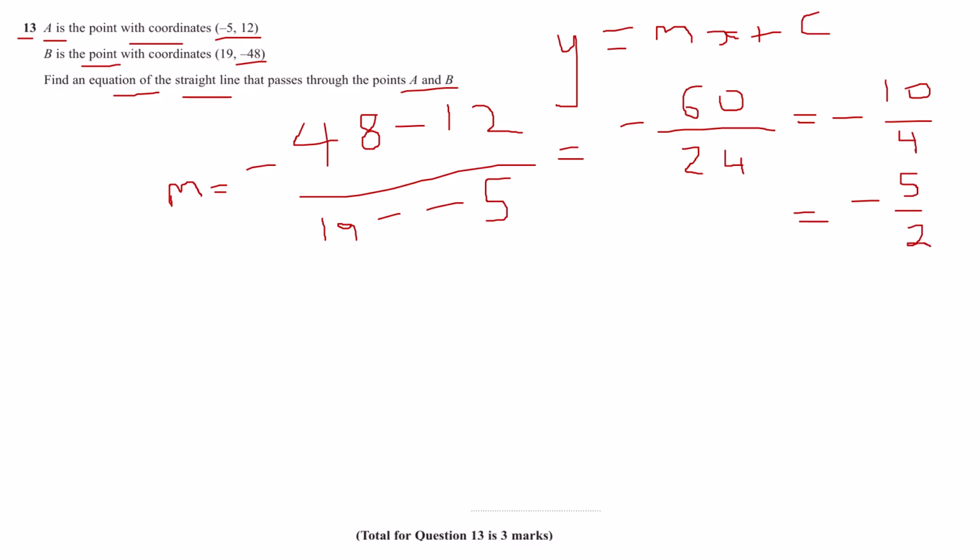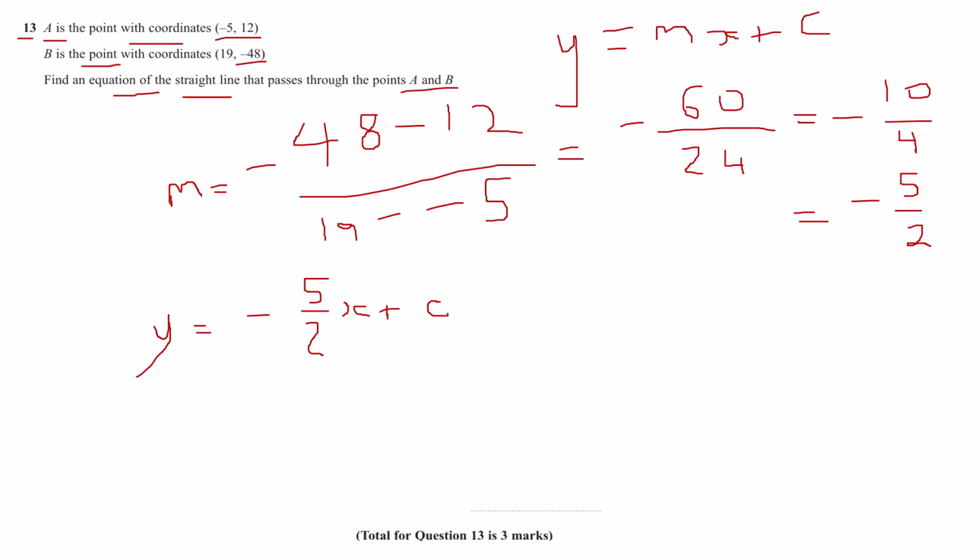So it's going to be in the form y is equal to minus 5 halves x plus c. Now this is technically a calculator paper, but I'm going to try and show my workings here if I can. I can now sub in one of the coordinates to work out what c is.